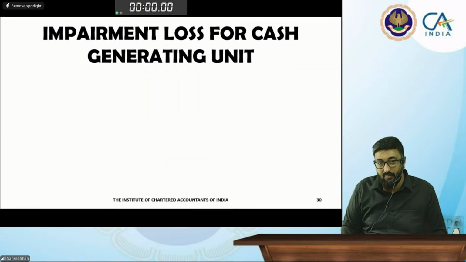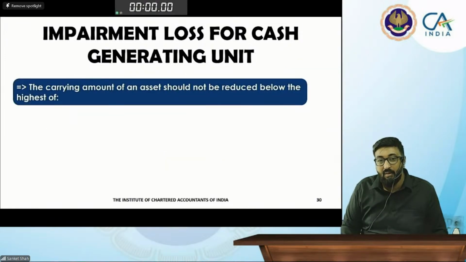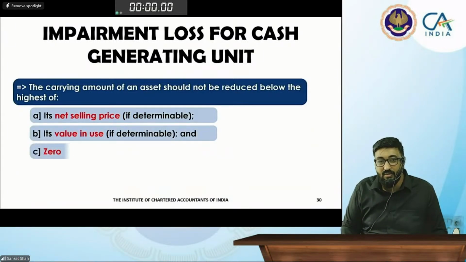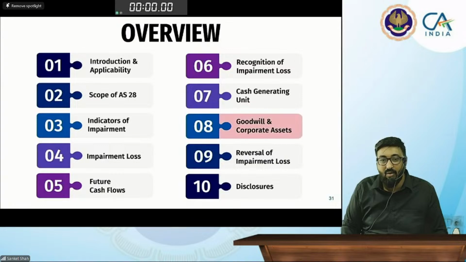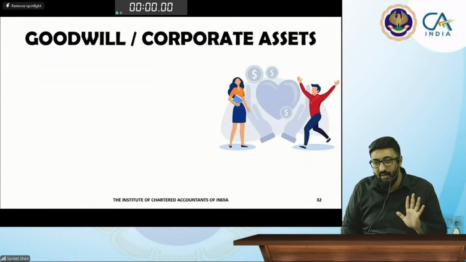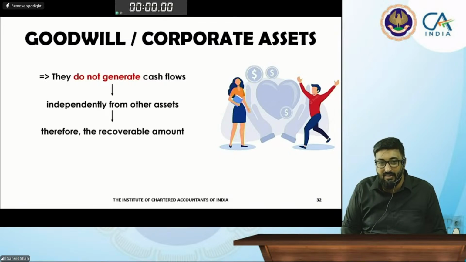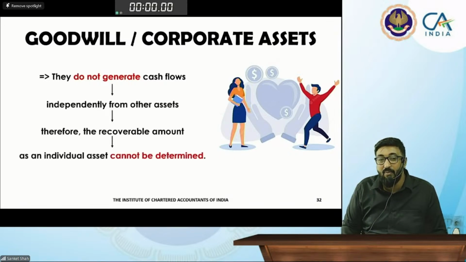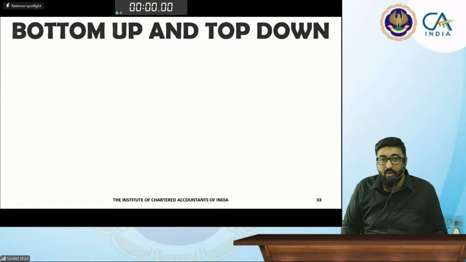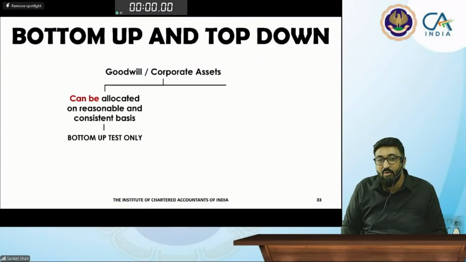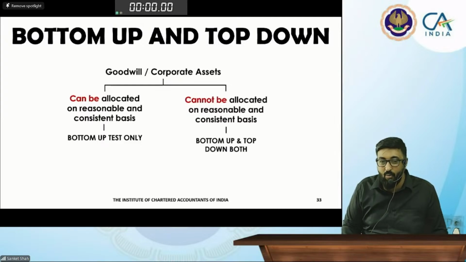Question 12 to 14. The carrying amount of the asset should not be reduced below net selling price, its value in use, and zero. Now let's see what happens. Goodwill and corporate assets, 1 minute, I will tell you. They do not generate cash flows independently from other assets. Therefore, the recoverable amount as an individual asset cannot be determined. So here, bottom up and top down tests we will consider. If goodwill or corporate assets can be allocated on a reasonable basis, then bottom up test, and if it cannot be allocated, then top down test. Means here both tests are done.